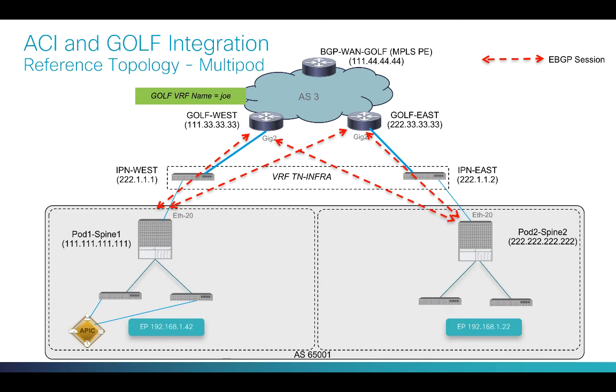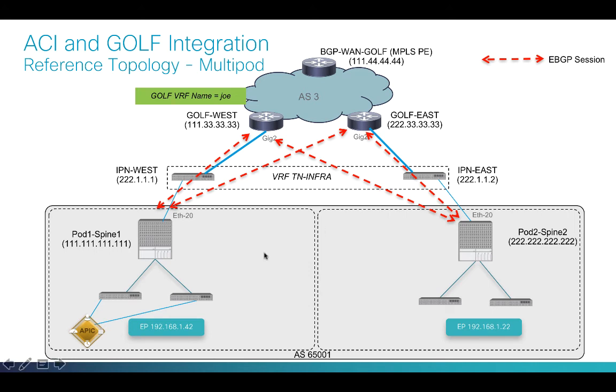I want to point out this picture is a picture of my lab, but it is not the recommended production grade design because you can obviously see that I'm lacking redundancy. I've only got one spine in each pod, one IPN device, etc. You would want to consult the official configuration guide from Cisco to do everything the proper way. But for the purposes of a working example, this is just fine to show you how it all works.